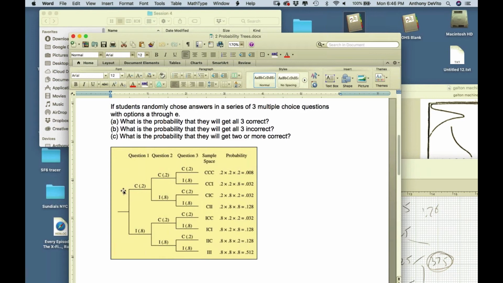So what's the probability to get all 3 of them right? 0.2 times 0.2 times 0.2. What's the probability to get all 3 of them wrong? 0.8 times 0.8 times 0.8. Everything else in between is going to be a bit more complicated because there are many ways that can occur, right?